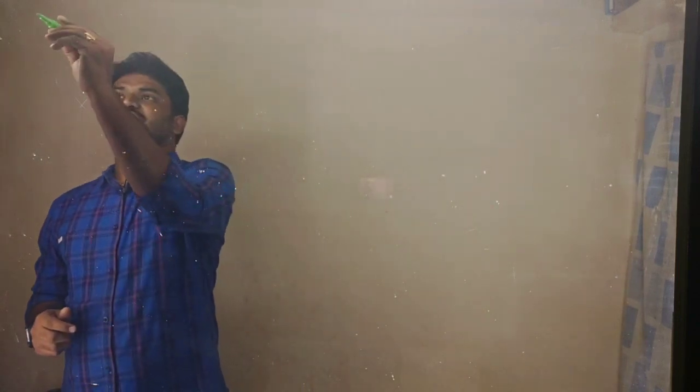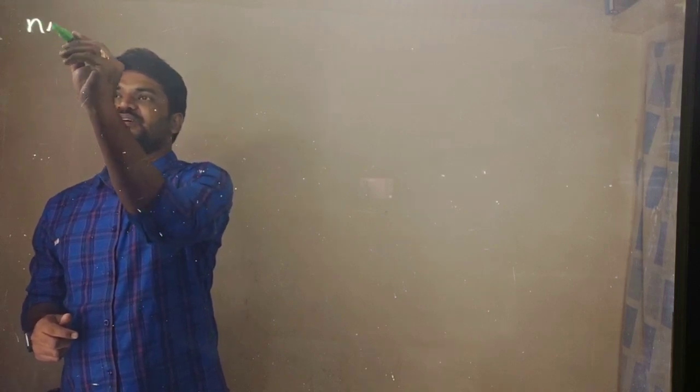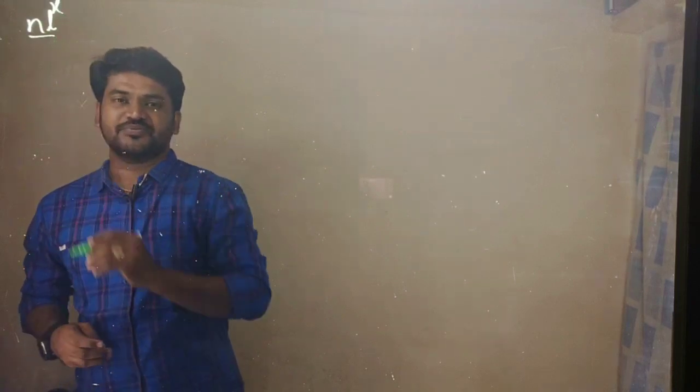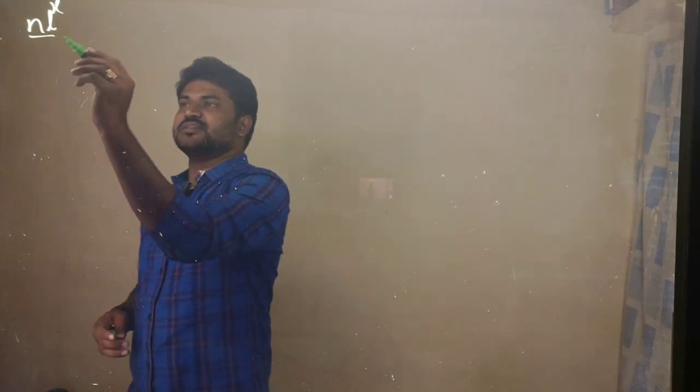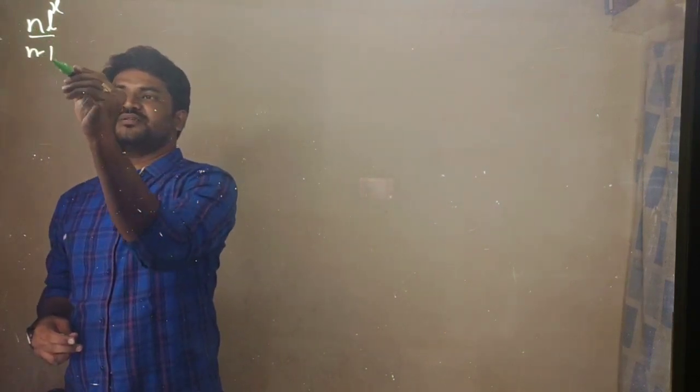For writing the electronic configurations, we are following a method, that is the NLX method. What are we following? The NLX method, right? So in the NLX method, N is what here?